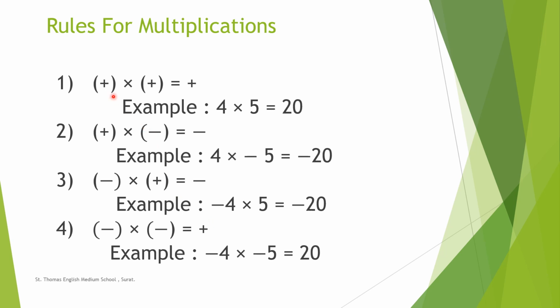You have to learn this by heart. When you multiply two positive integers, always you will get a positive integer, and one positive integer and one negative integer, always you will get a negative integer, and one negative integer and one positive integer, always you will get a negative integer, and two negative integers when you multiply will get always a positive integer. It's clear?